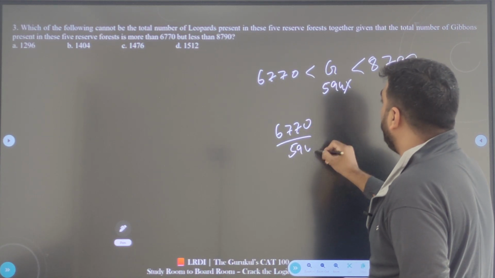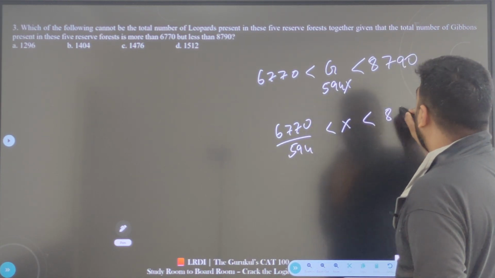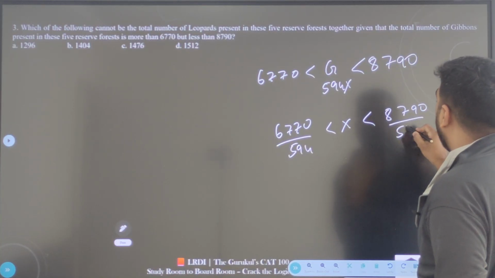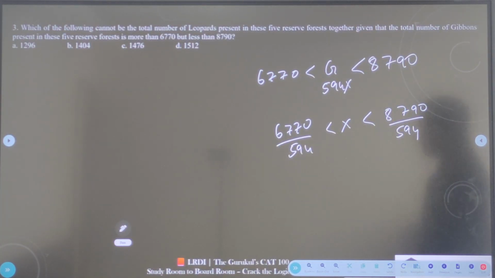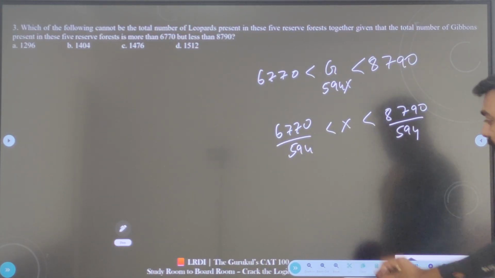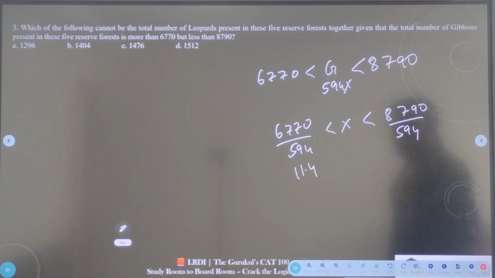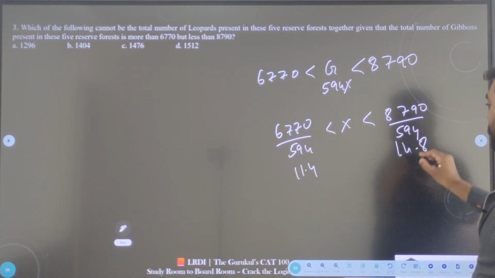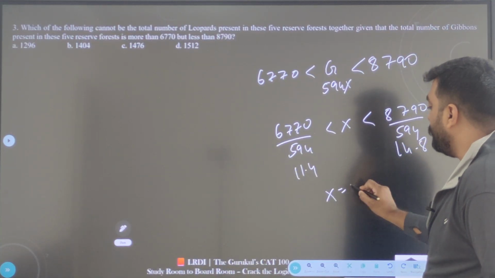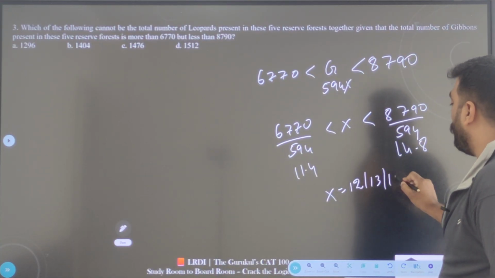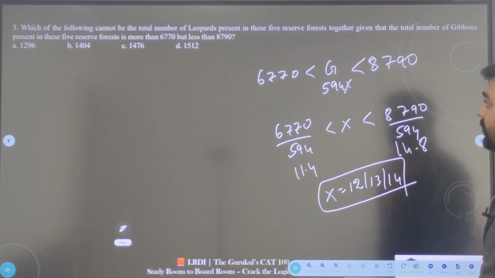6770 by 594 less than x less than 8790 by 594. Quickly find the range of x. Perfect. This is 11.4 and the other value? Very good. 14.8. So x value should be 12, 13 or 14 only.